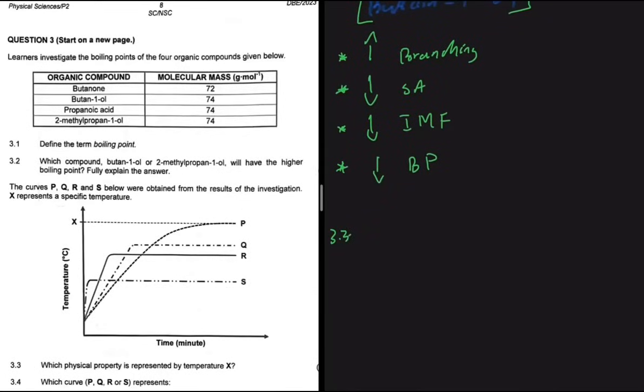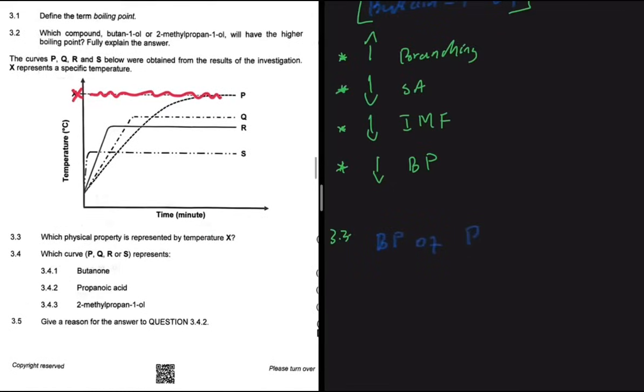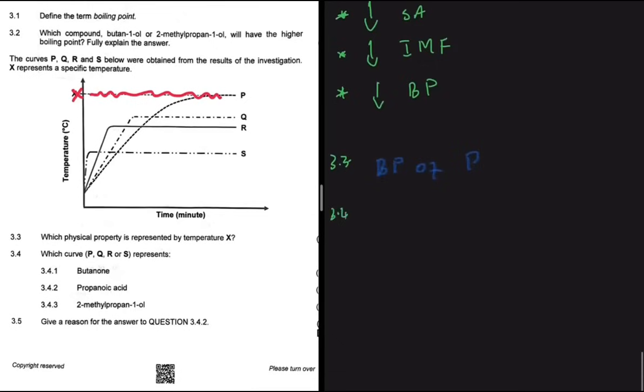So let's look at our equation one more time. What are we investigating? We're investigating the boiling points between these four organic compounds, right? And then you can see that X here on our graph, it corresponds with P, right? The graph for compound P. So what can you say the answer to 3.3 is? We're investigating the boiling point of these four compounds. That is the boiling point of P, right, from our investigation. And then 3.4, so we have 3.4 and 3.4.1, which curve P, Q, R, or S represents butanone.